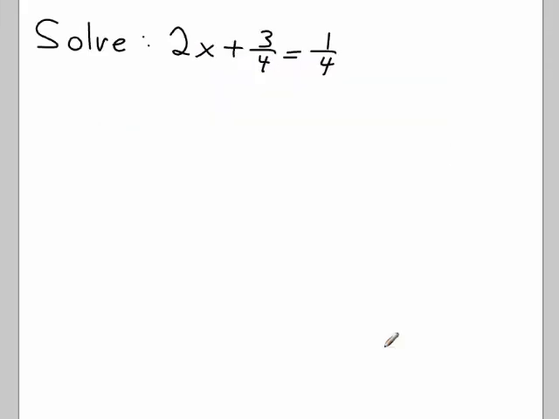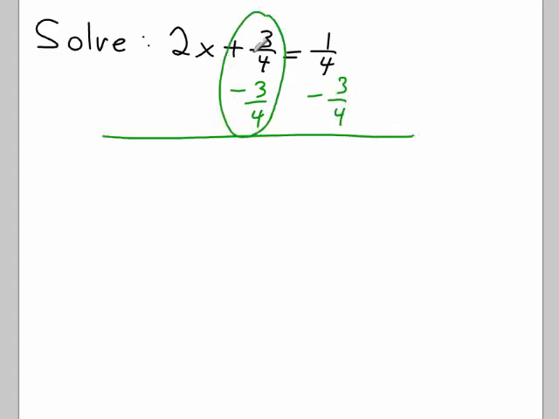Now, the reason I bring that up is because we're going to go into solving equations that have fractions in them. And so I have an example of that here. I could certainly work with fractions. I could subtract 3/4 on both sides. And so that's going to be 0. I'm going to have 2x equals 1/4 minus 3/4, which is negative 2/4, which is negative 1/2.